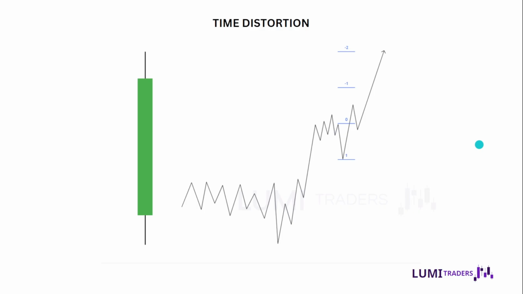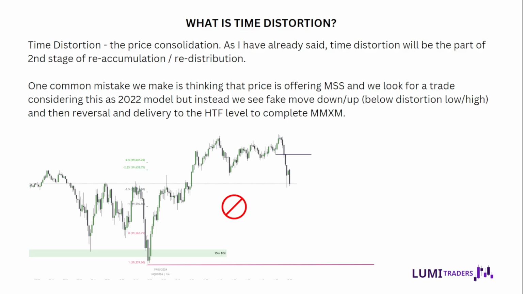Okay, time distortion. Interesting projection right here. I use this also pretty much often, so it's good to know how to use this. Okay, what is time distortion? Time distortion is a price consolidation. As I have already said, time distortion will be a part of the second stage of reaccumulation or redistribution.